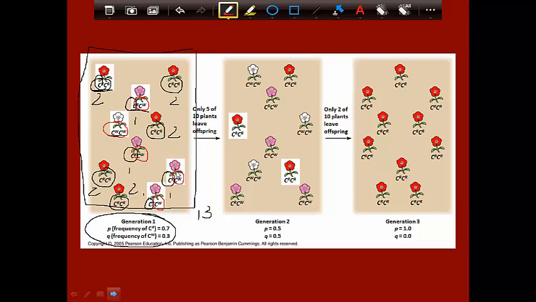So 13 plus 6 is 19. If we take 13 divided by 19, we get 70%, or 0.7. So that's how they found this first one, the frequency of that P allele. The Q allele is the same way. We're dividing by the total again.